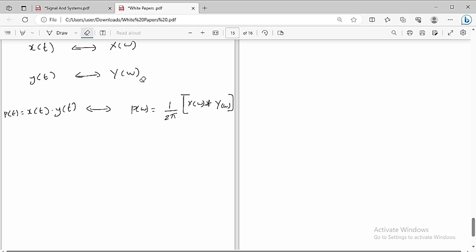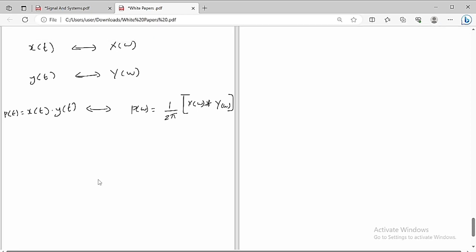Now I want to find the energy of the signal P of t. The energy is equal to the integration from minus infinity to plus infinity of P of t whole square dt. So this is the energy. Now what I will do is the integration from minus infinity to plus infinity of P of t dt.